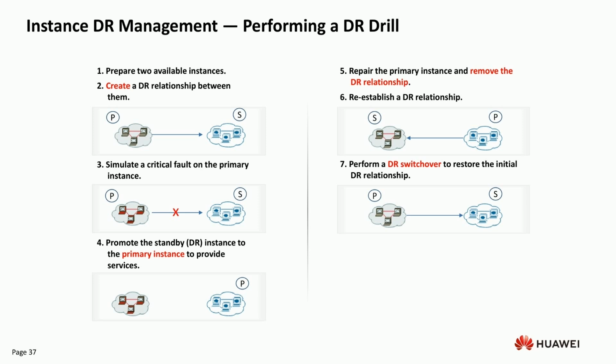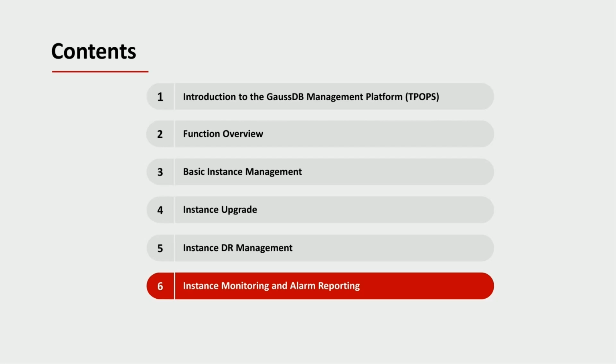Fifth, repair the primary instance and remove the DR relationship. Sixth, re-establish a DR relationship. Finally, perform a DR switchover to restore the initial DR relationship. At last, let's talk about the instance monitoring and alarm reporting functions.